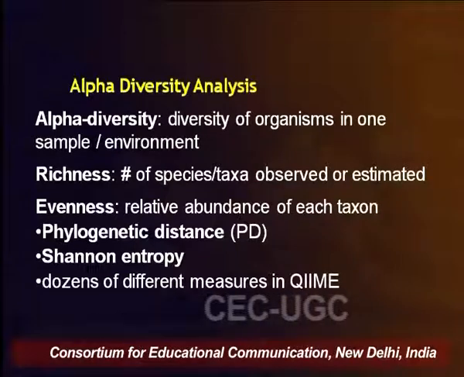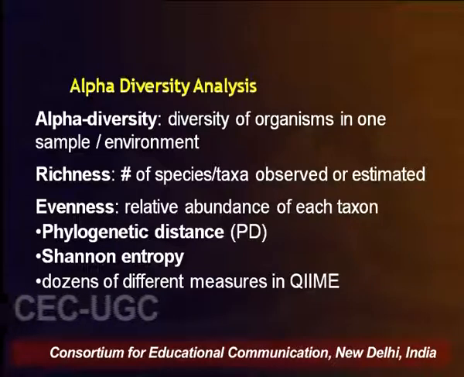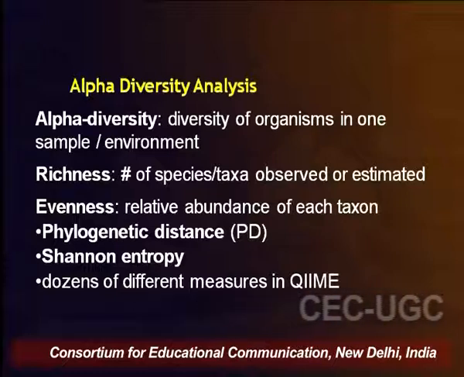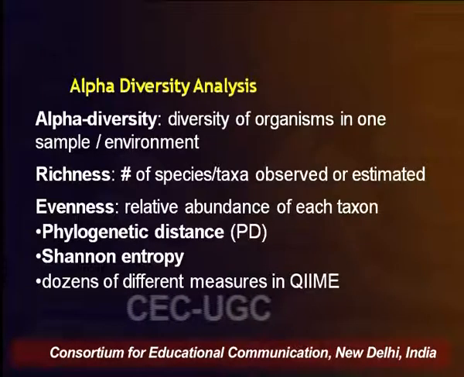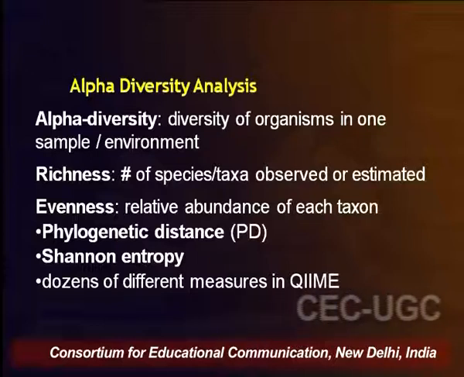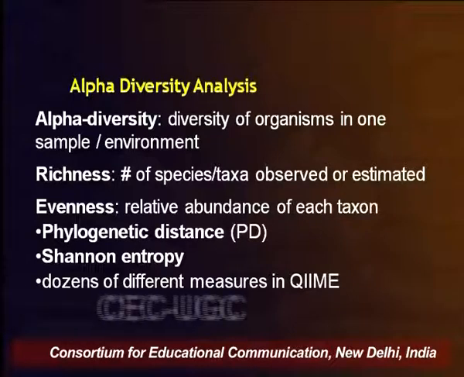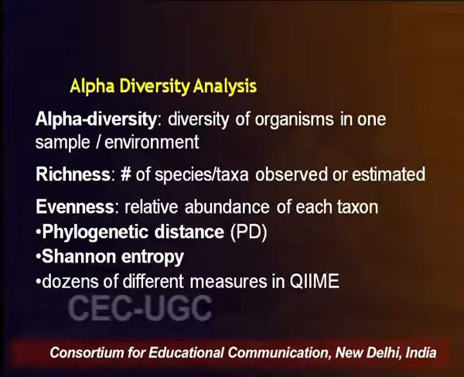alpha diversity analysis. We can analyze a lot of ecological parameters for diversity, maybe alpha diversity, beta diversity, gamma diversity, richness, evenness. Phylogenetic distance we can calculate with the phylogenetic trees, and we can calculate Shannon entropy. We have dozens of different measures given in QIIME, and we can use these methods to get good graphs, good information about the organisms, what they are doing there and how they are interacting with each other.